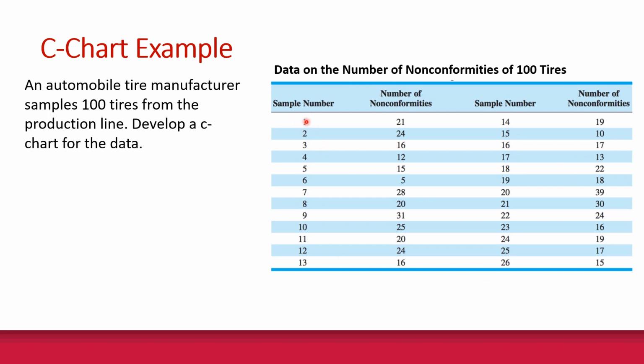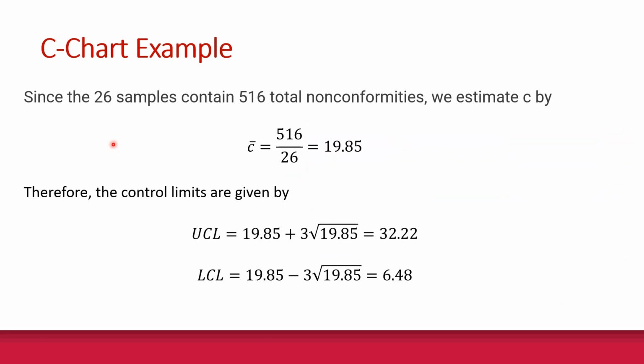So here, sample number 1, we pulled off 100 tires and found 21 nonconformities. So each sample number, we're pulling off 100 tires. In the first hour we found 21 of them that were bad. In the second hour we found 24 of them that were bad, etc. So the 26 samples contain 516 total nonconformities; again we just added up the number of nonconformities. We can estimate the average by taking 516 divided by 26, so 19.885.